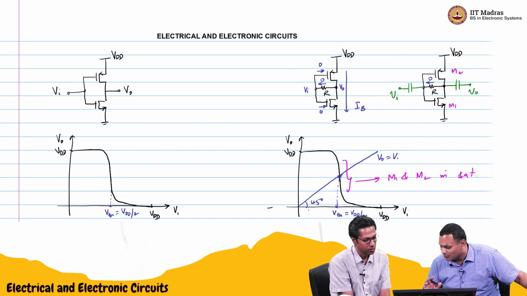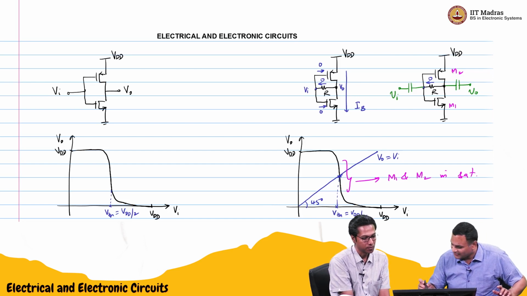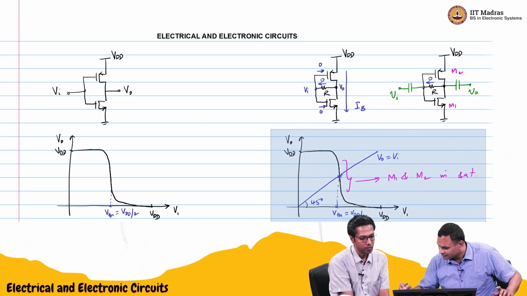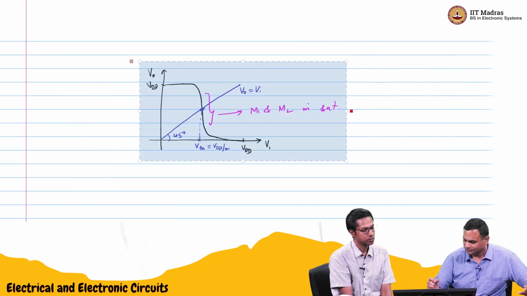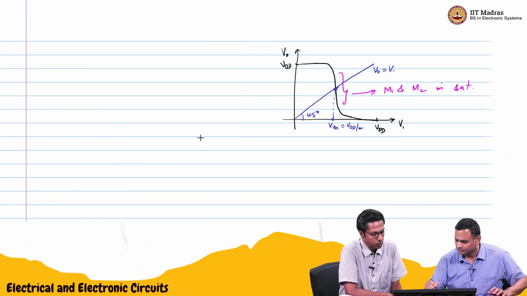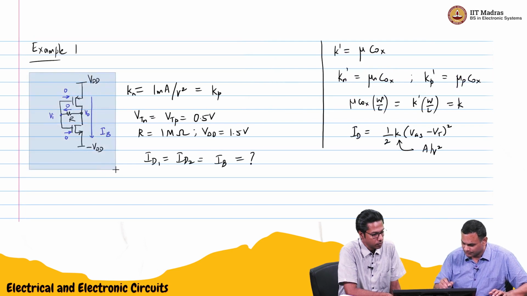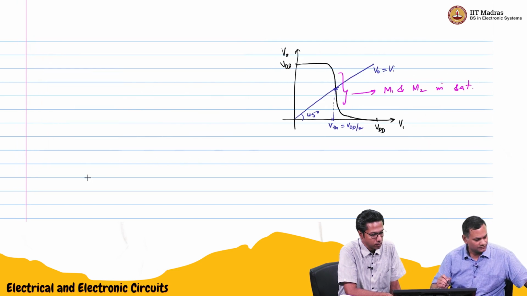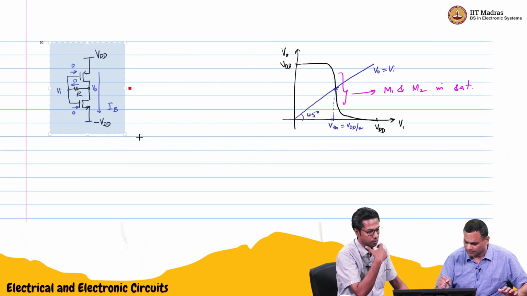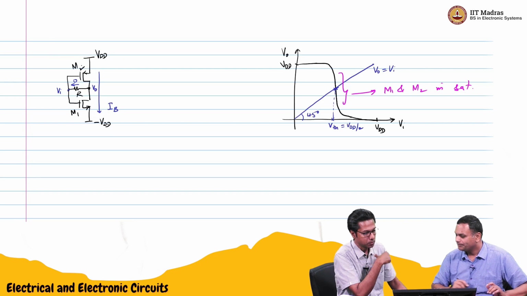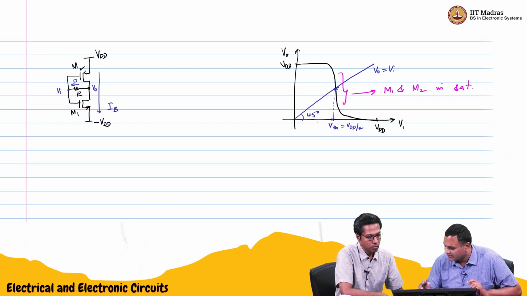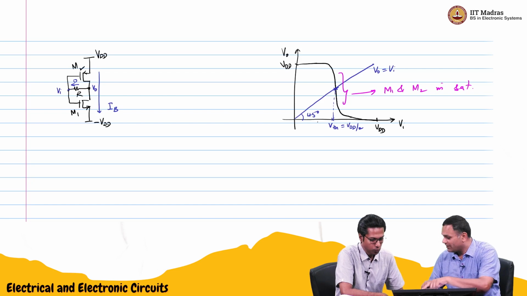So maybe, instead of changing this, I'll copy the same curve to the next page. That will be better. Maybe I'll put it here. So we'll call this M1 and M2.